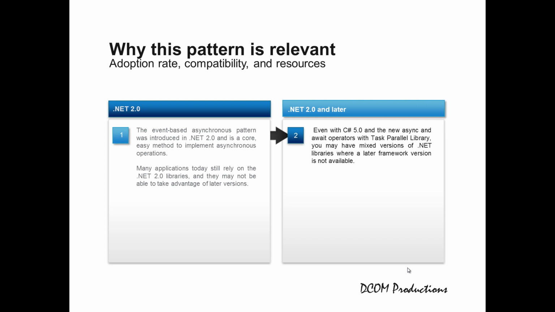And why is this pattern relevant in today's standards? With C# 5.0 and .NET 4.5 with the task parallel library, which was originally introduced in .NET 4.0, why is this relevant? Well, not everyone can utilize C# 5.0. Not everyone can utilize .NET 4.0 and 4.5. So you may be stuck in a pre-C# 5 and pre-.NET 4 world where you can't use those tools, so you have to use other things.